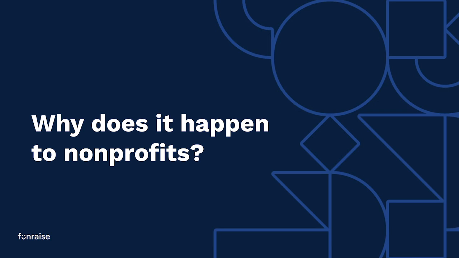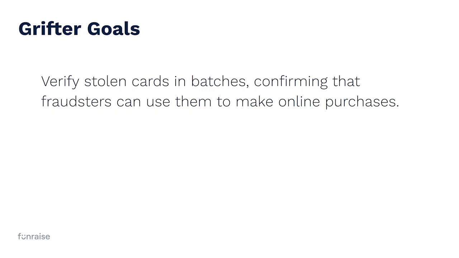And so we've evolved. Now the scammers steal a bunch of cards, and they use nonprofit pages to verify that those cards are good by testing. Then they use the cards to do something else. So what are the goals of the grifters? They want to get a bunch of cards, and this is very easily attainable. You can go onto the dark web and buy lists of credit card numbers, and the online fraudsters want to make a purchase with these cards.